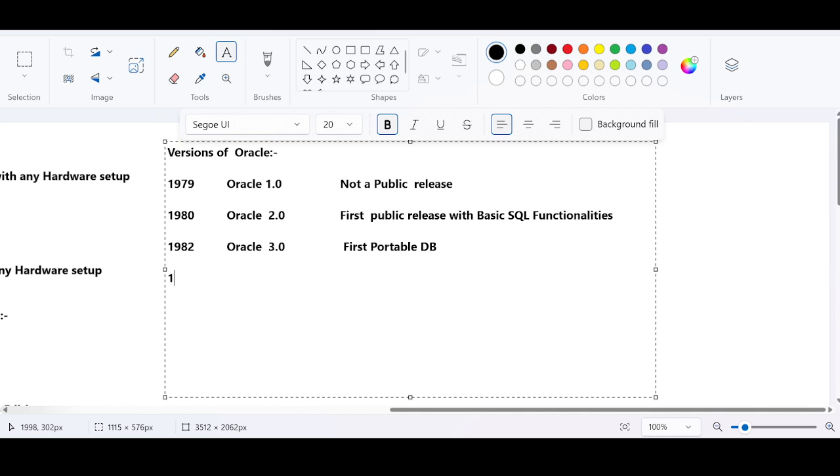And in the year 1984, we will be seeing each and everything in detail, along with the added functionalities in each and every version that we are understanding. Oracle 4.0 is there.